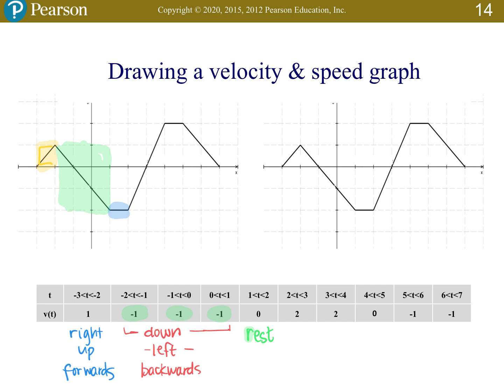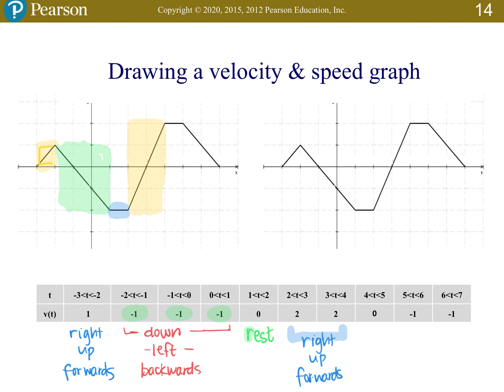Then I switch again to a different slope. And I have a slope here, and the slope is 2, which means the derivative is 2, which means the velocity is 2, which means I'm going to the right or up this whole section or forwards, depending on the context. So I'll be going right, up, or forwards again in this whole section.